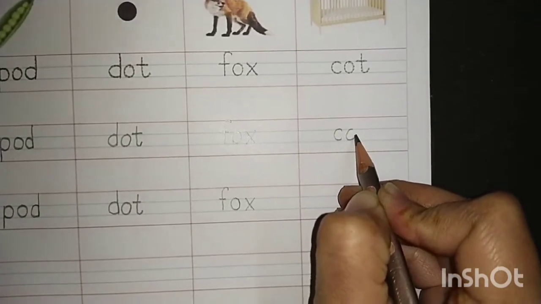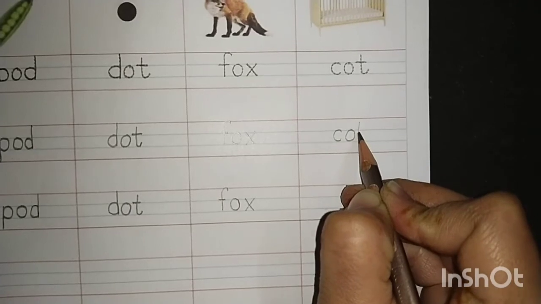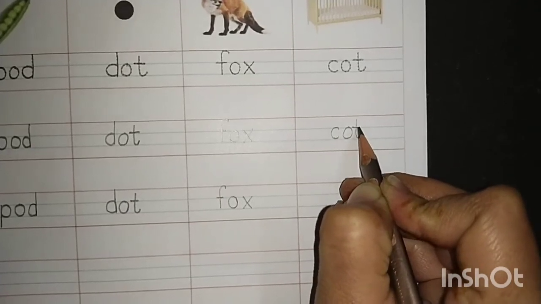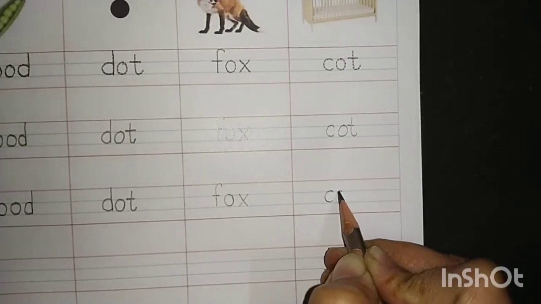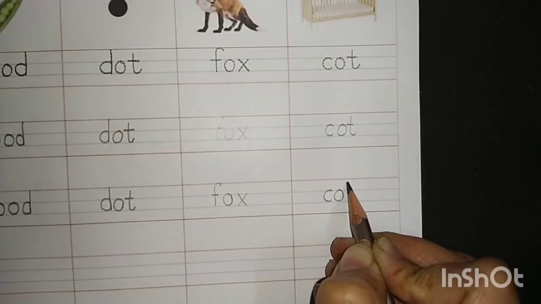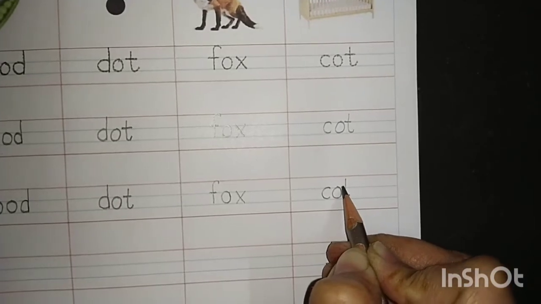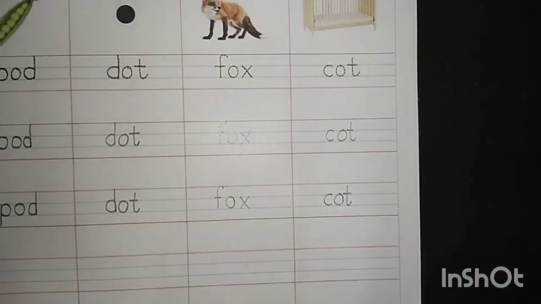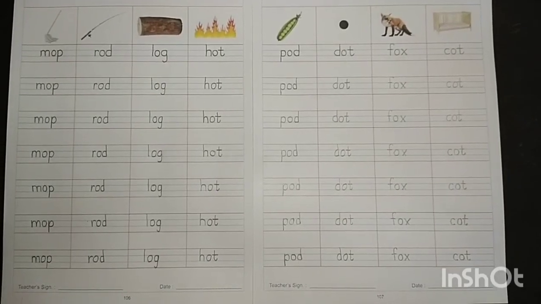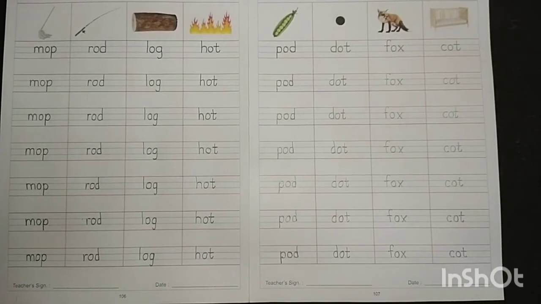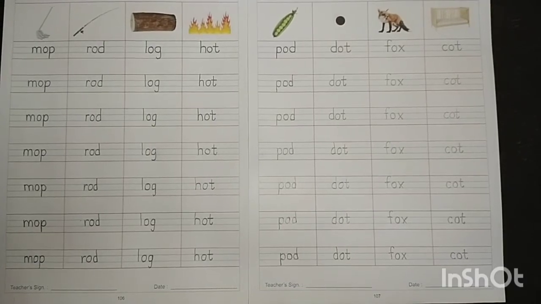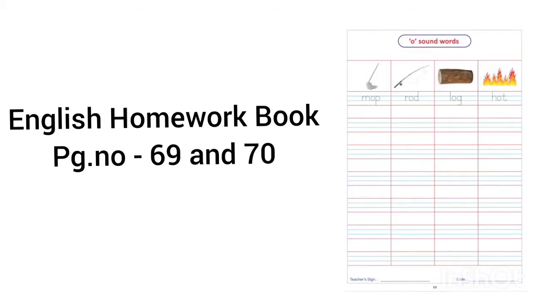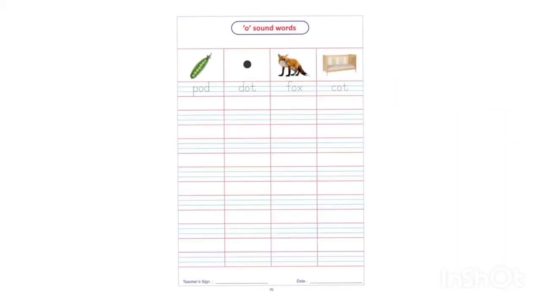C-O-T cot. Like this way you have to complete writing work by yourself in your English class workbook page number 106 and 107. Kids, you also have to finish your writing work in your homework book page number 69 and 70.